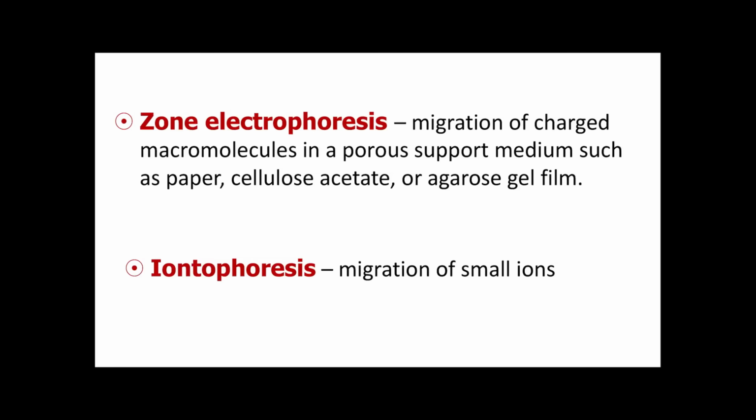The two types of electrophoresis are zone electrophoresis and iontophoresis. Zone electrophoresis is the one commonly used in the clinical laboratory, and this involves the migration of charged macromolecules. So normally we use zone electrophoresis in studying proteins. And there is a support medium in which the molecules migrate, and normally it is paper, cellulose acetate, or agarose gel film. Another thing, we have iontophoresis, and this one involves the migration of small ions or micromolecules.